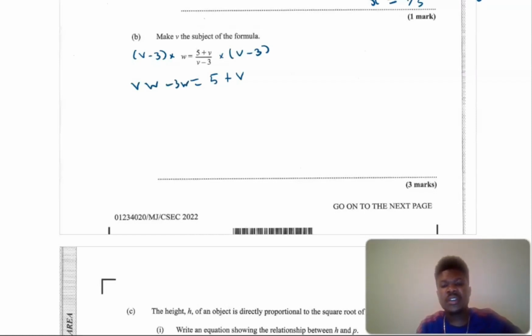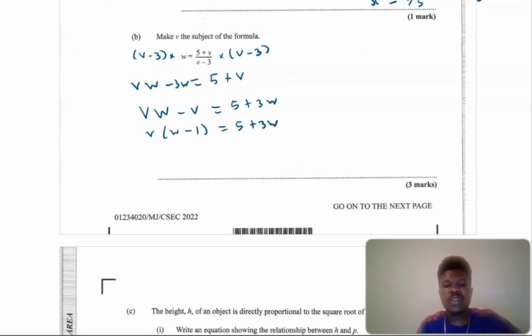Now we can group the like terms, so we can group the v's together. So we got vw minus v, because we bring over the positive v and it becomes negative, is equal to 5. If we bring over the minus 3w, it's going to be positive 3w. Now we can factor out v, since we have v in both terms here. So v into vw is going to leave us with w. V into minus v is going to be minus 1. Over here, it's going to be 5 plus 3w.